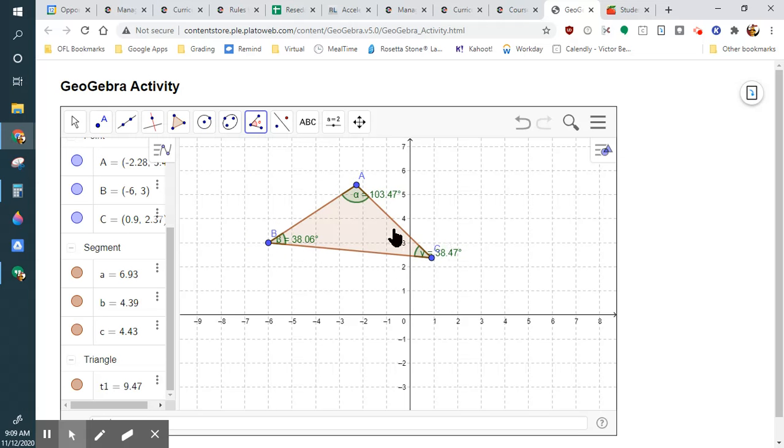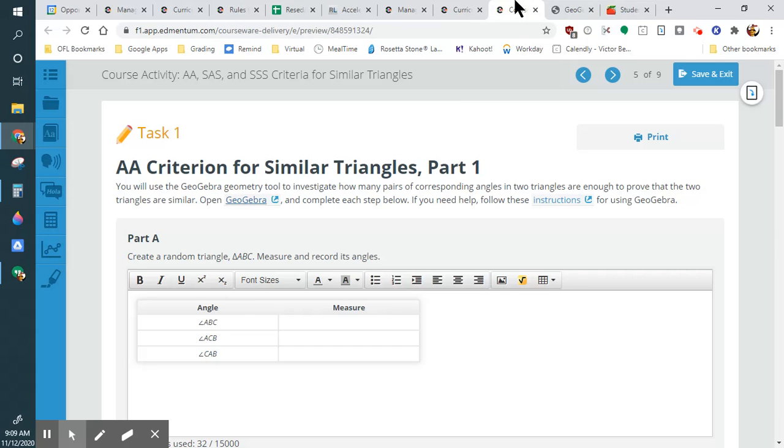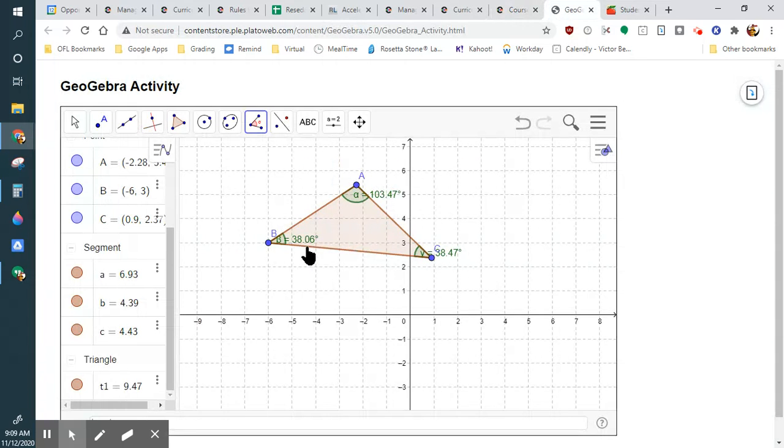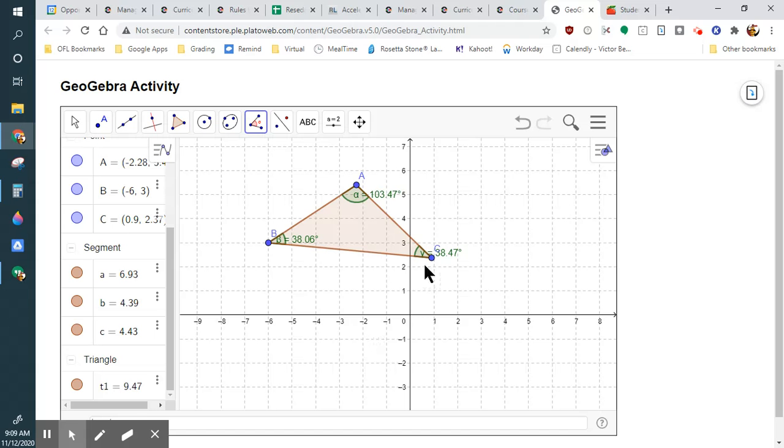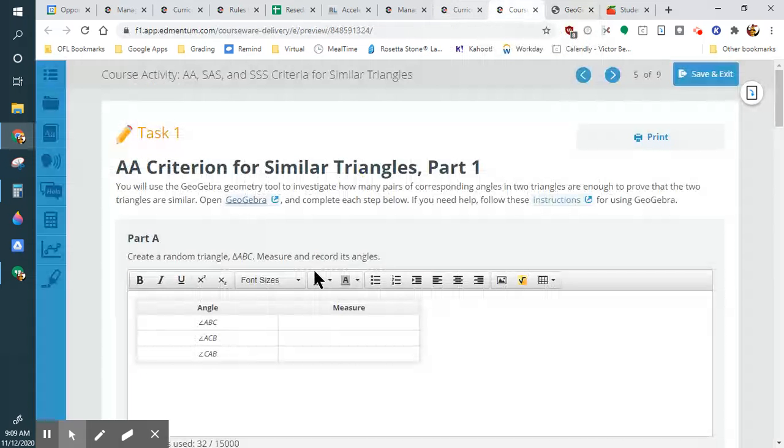I'm not going to record them right now because I'm not doing the assignment. But all you would do is, if it says angle ABC, you would write angle B in that spot. So it's always the middle angle. If they're asking for ACB, they're asking for angle C. So that's all you're doing for this one. You're just transferring those over.